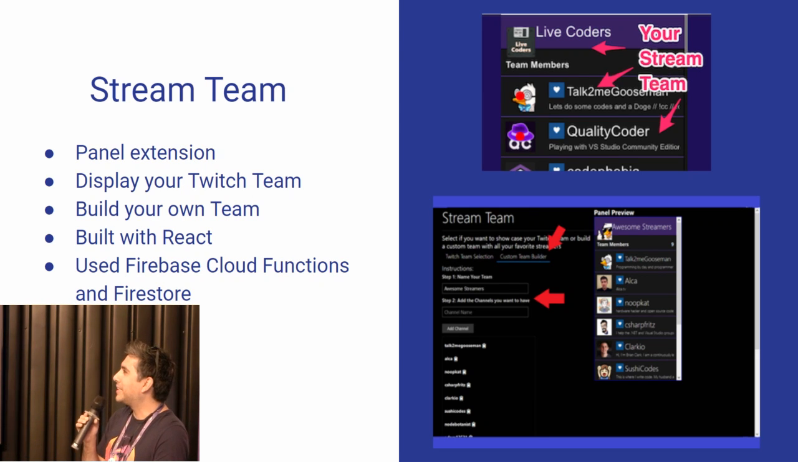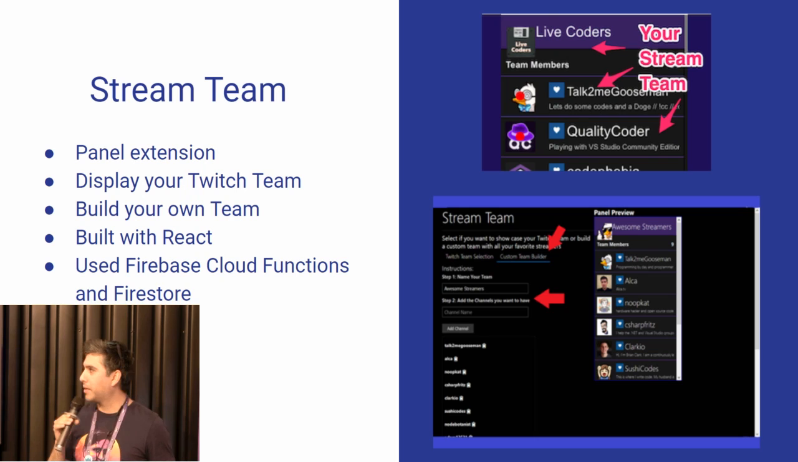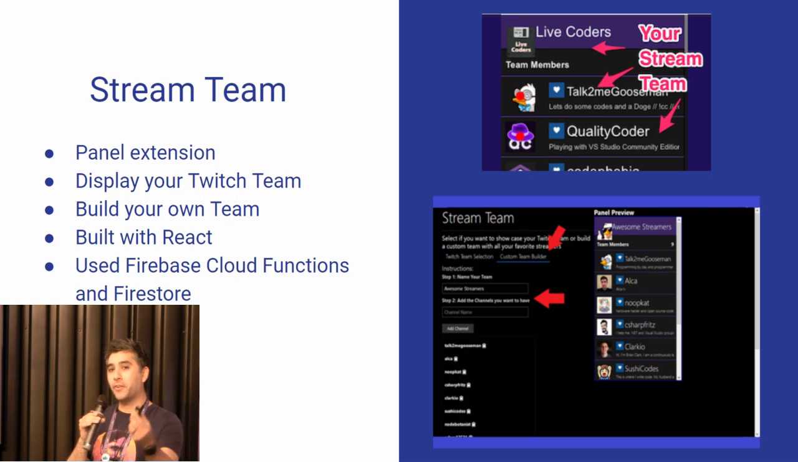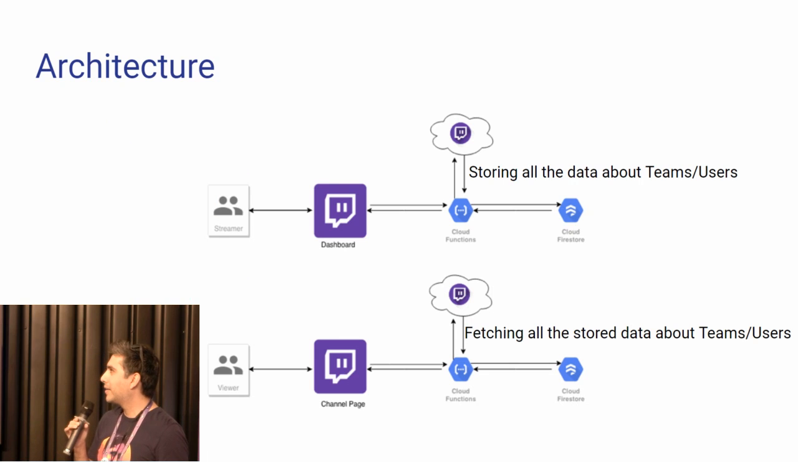So the stream extension that I built is a panel extension, and the objective is to display either your Twitch team, if you're part of a Twitch team, or if you're an affiliate like myself at the time, you're not part of a team because you're not privileged enough, so you can build your own team. This was built using React, and again, Firebase Cloud Functions and the Firestore.